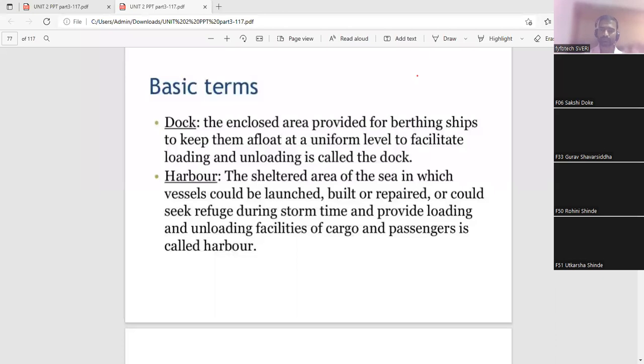Docks and harbors? Yes, sir. So now tell me, which one is small, which one is large? Is the dock small or the harbor small? See, the dock is small and the harbor is very large. In the dock, what takes place? Only loading and unloading take place. And in the harbor, the launching of ships, building of ships, manufacture of ships and repair all take place, along with loading and unloading of cargo and passengers.